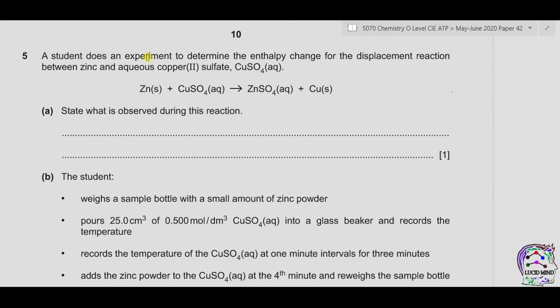Question 5. A student does an experiment to determine the enthalpy change, which is the energy change for displacement reaction between zinc and aqueous copper 2 sulfate. Zinc is more active than copper, so it will displace copper to form zinc sulfate and copper solid. State what is observed during this reaction. Now in this process we can see we have 2 different observations. One is of copper sulfate, which is blue solution, and it converts into copper solid, so therefore blue solution becomes paler blue or it fades.